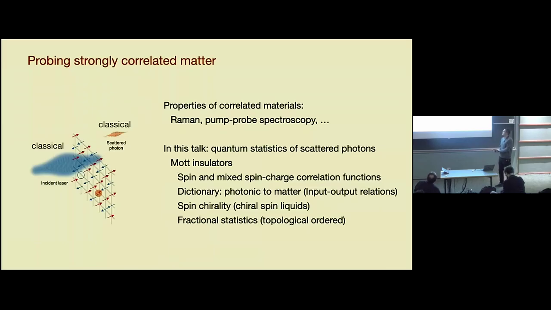I will provide dictionaries between correlation functions of photons and matter. I also demonstrate that by measuring the correlation functions of these scattered photons, one can measure spin chirality and also detect signatures of fractional statistics.